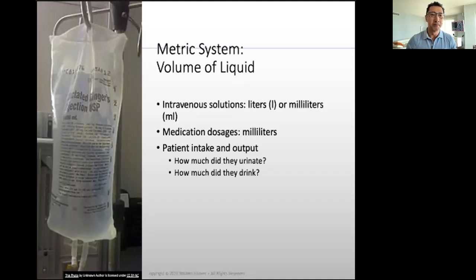It is vital for patient care. Imagine we're giving this patient a total of 500 mLs an hour of medications and IV fluids, and they're only peeing out 50 mLs. That is a red flag. That means the rest of the input is staying inside their body. It can be anything from renal failure to a urinary issue or obstruction. Something is causing this patient to retain the fluids instead of peeing them out.